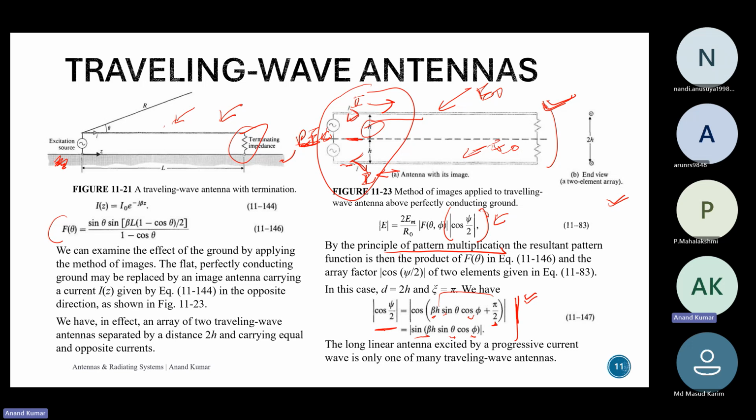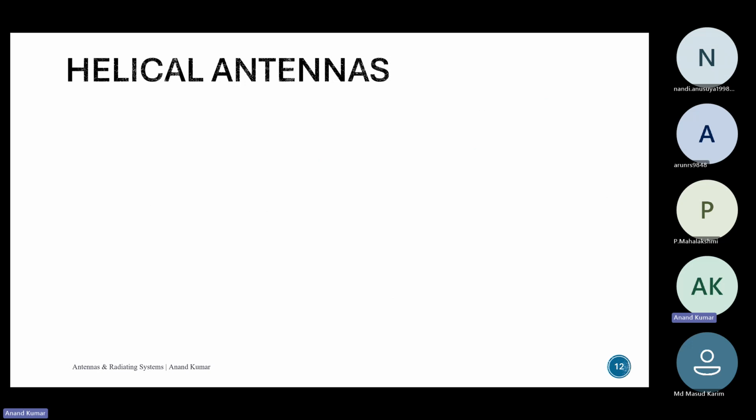Okay, so if there are no questions, we'll start with helical antennas.